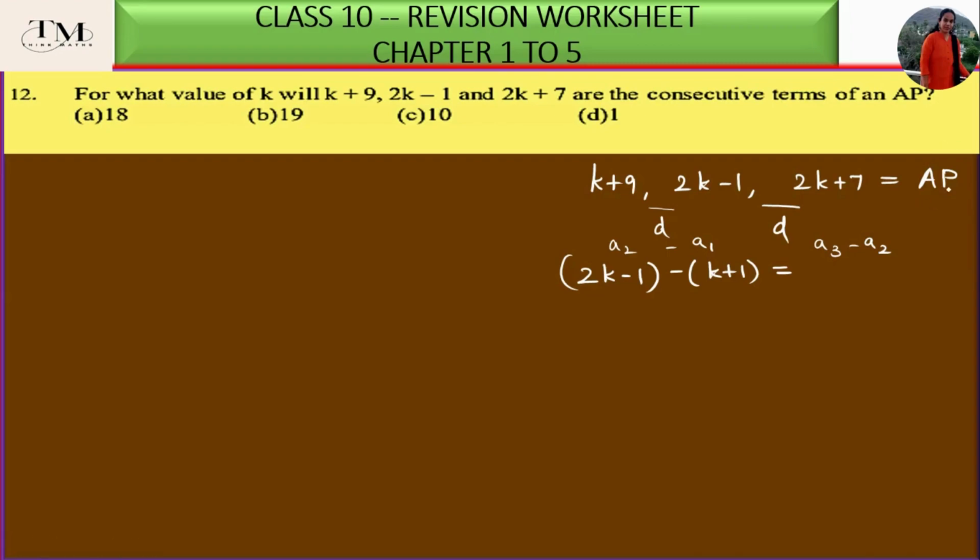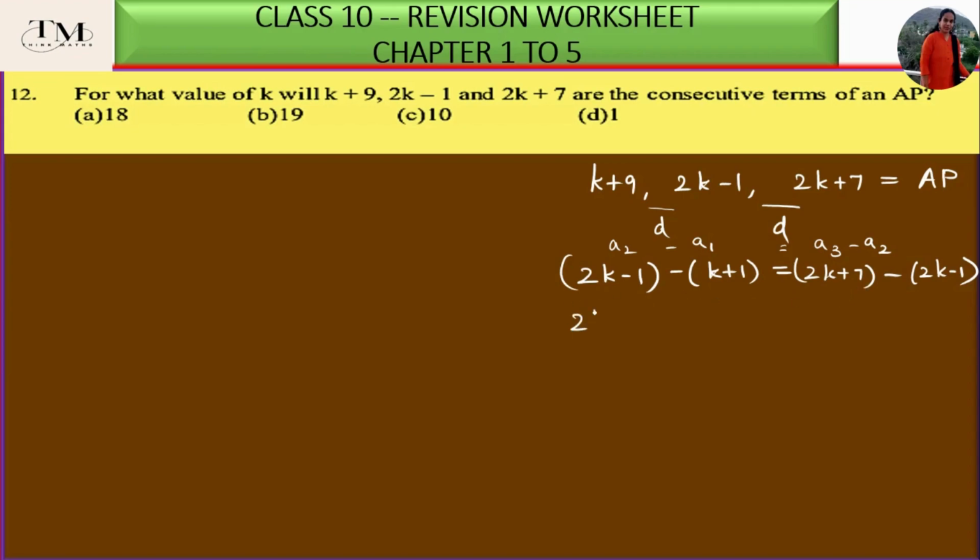What is the condition for arithmetic progression? Their common difference D should be the same. So the common difference is nothing but the difference between the consecutive terms. So we should get A2 minus A1 equal to A3 minus A2. So A2 minus A1 is written here. What is A3? A3 is the third term, 2k plus 7, minus A2, the second term, 2k minus 1. So if we solve this equation, we will get the value of k.